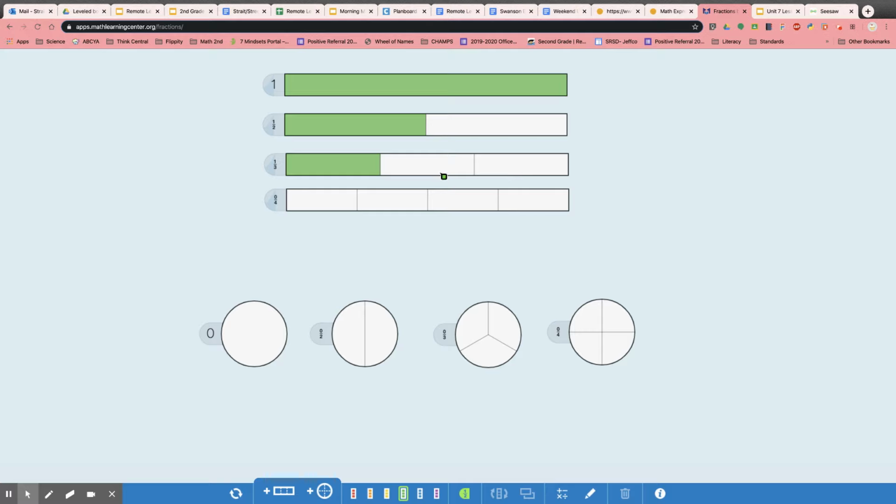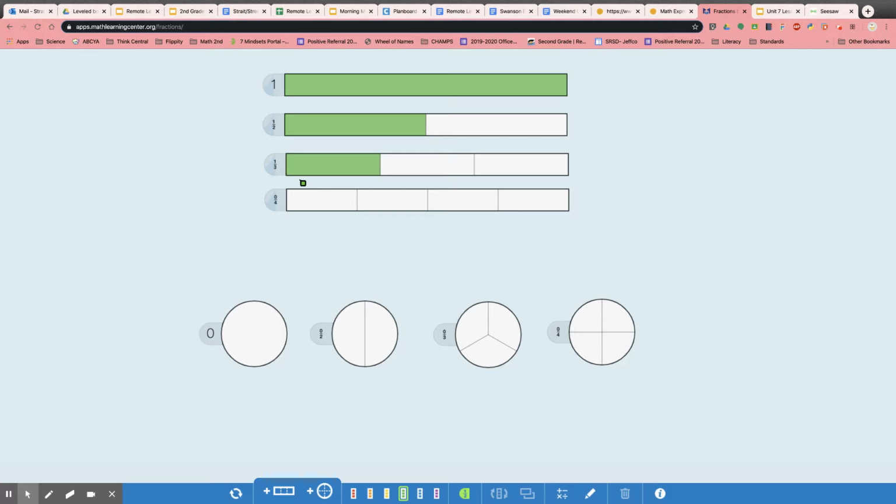Now I could shade 2/3. And what happened to my fraction? 2 out of 3. Do you see what happened? I don't have 1/3 shaded now. I have 2. Well, let's unshade it. And what happened to my fraction? I now have 1 out of 3.